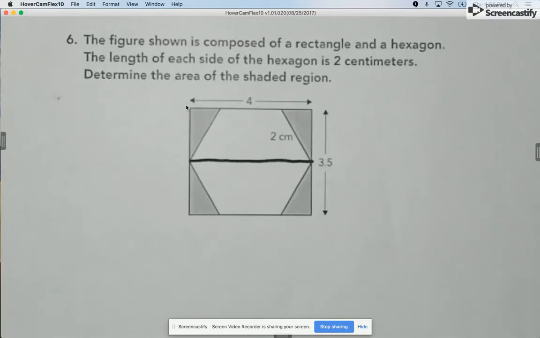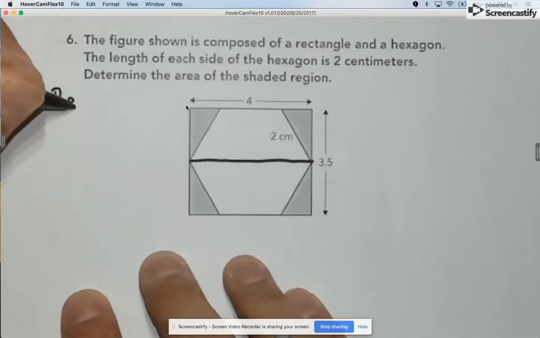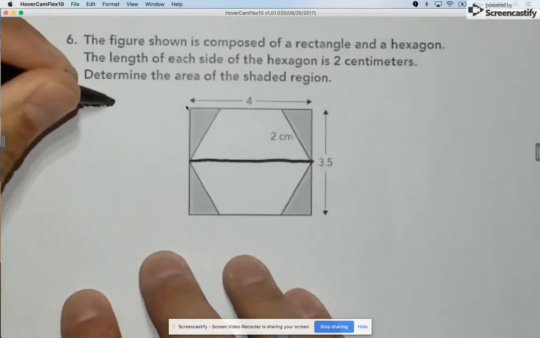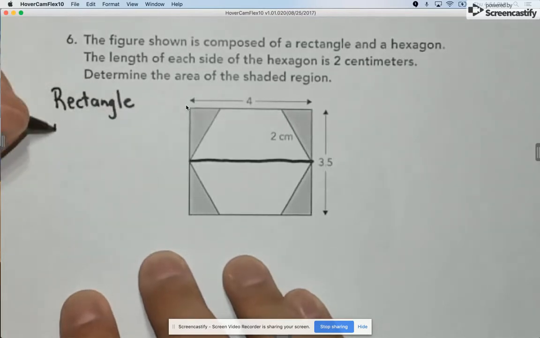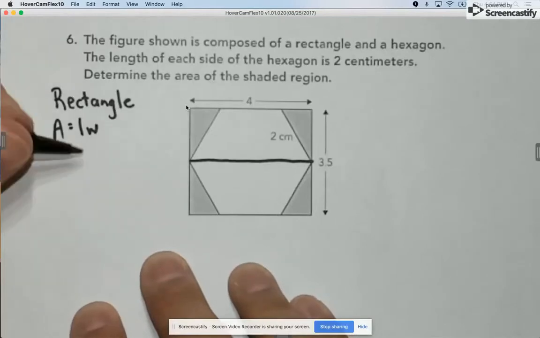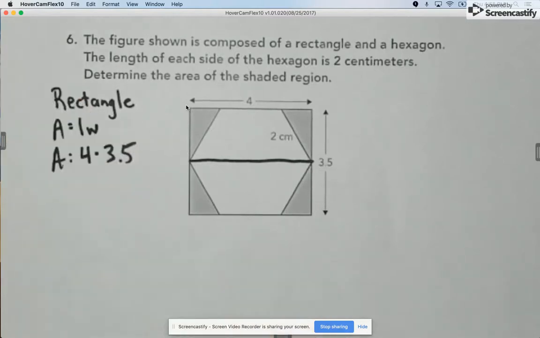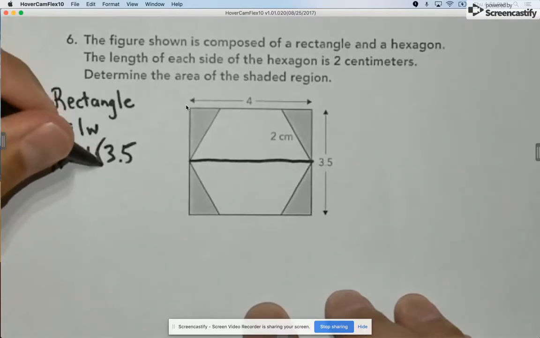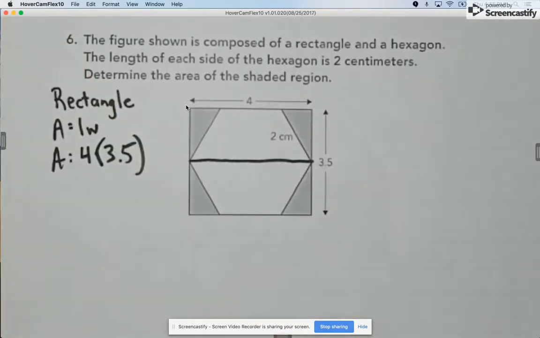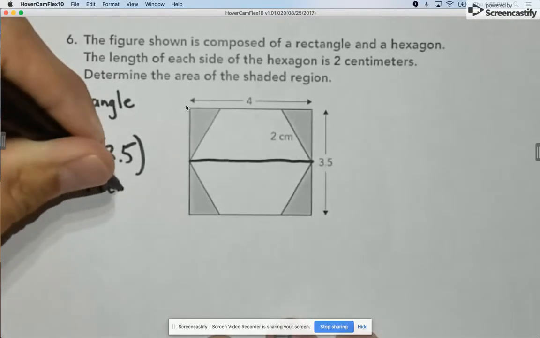Here is what I would do. 1, I would figure out the rectangle. That's going to be length times width or base times height, either is acceptable. That's going to be 4 times 3.5. Maybe that's confusing for multiplication with decimals. I'll put it like that. That also means multiplication. 4 times 3.5. And so the area of the whole rectangle is 14 centimeters squared.